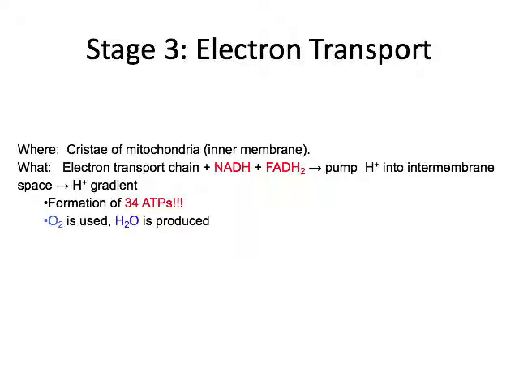Now, while these electrons are moving down the electron transport chain, it's actually going to drive the pumping of hydrogen ions into the intermembrane space, which forms a hydrogen ion gradient. Those ions move from high to low concentration and drive the machine that makes ATP. In fact, it makes a lot of ATP. About 34 are typically produced. During electron transport, oxygen is used and water is produced as a waste product.